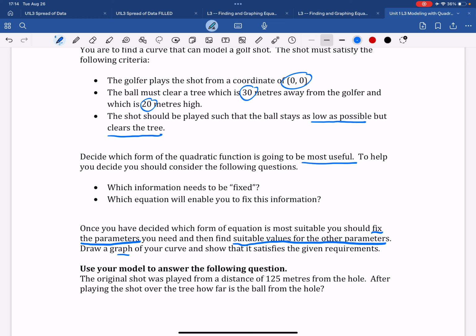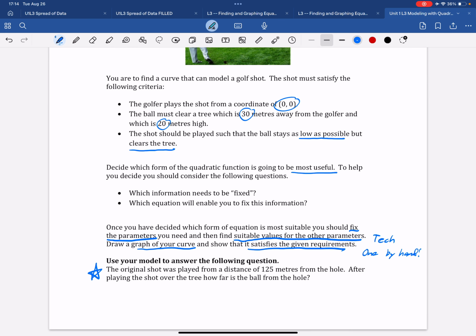You have to draw a graph of your curve and show that it satisfies the given requirements. I am okay with tech, but I want one of these to be done by hand, okay? So you can use Desmos, which I highly encourage you to do. That's allowed by AP in this class. You can use your calculator, you go old school and just do everything by hand, okay? And then the question is here. So that's what you have to do for the first question.